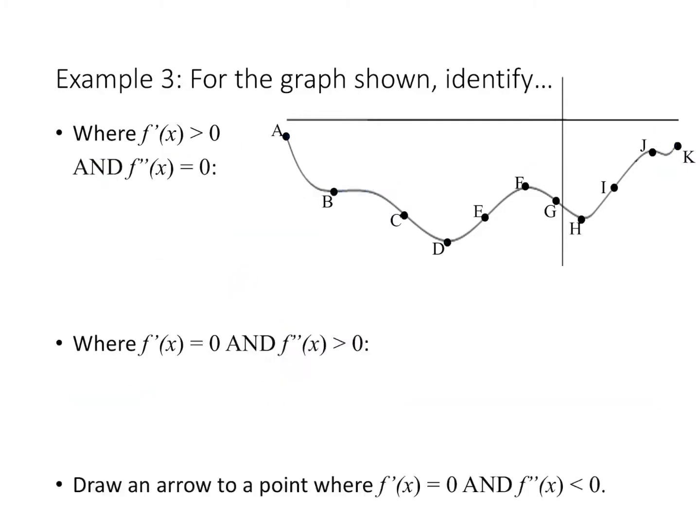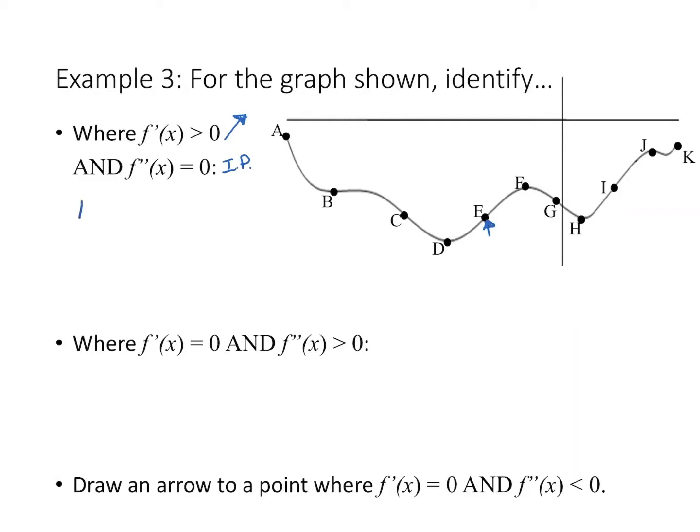A few more questions. Sometimes you're asked to find points where two things are true. So we know something about the first derivative and the second derivative. First one, we're looking for a point or an interval where the first derivative is greater than 0. So first derivative means increase or decrease, and greater than 0 means we're increasing. And the second derivative equals 0, so that means an inflection point. So we are looking for an inflection point where the graph is increasing. So first of all, we have to be on an interval of increase and decrease, and then we have to be at a point where concavity changes.